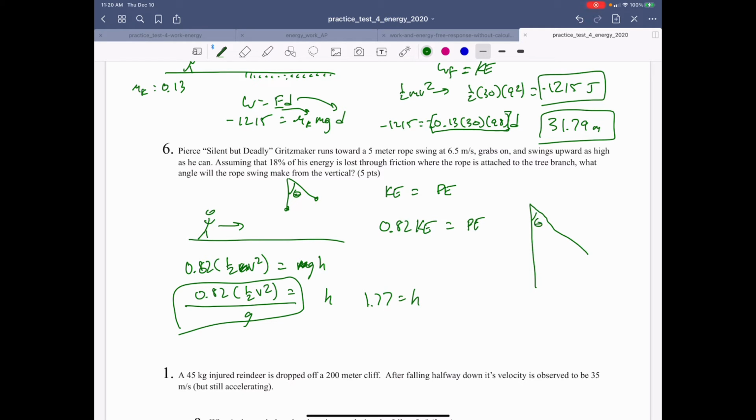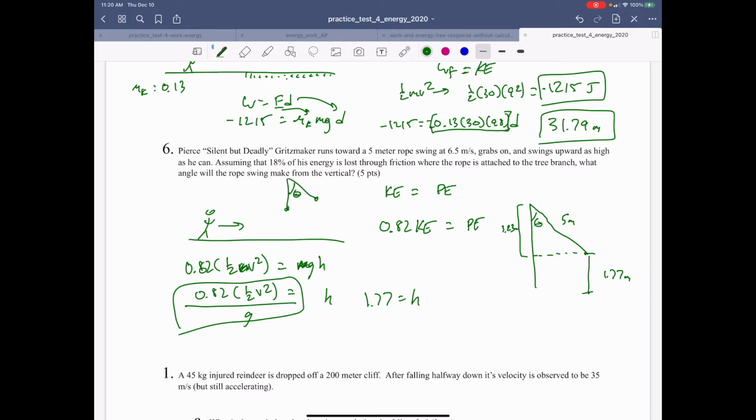This is theta that we're looking for. This whole length of the rope is 5 meters. This height right here is 1.77 meters, which means that this part of the triangle from here to here is 5 minus 1.77. Because if the whole thing is 5, and this part right here is 1.77, that means that this part right here is 3.23 meters. So let me just erase that so it doesn't get too ugly.